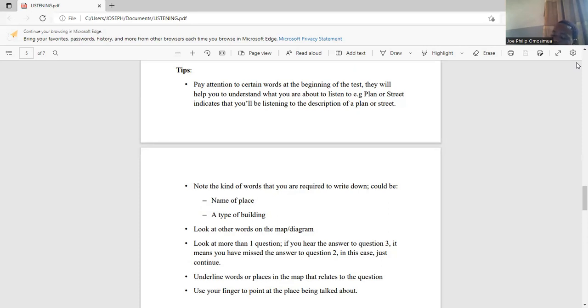Now, one thing that happens in diagram description or map description is that they would use what you can see to describe what you are looking for. Definitely, they must use words on the map or on the diagram to describe things that are not there, or things that you need to look for the names of. Please pay attention to this.